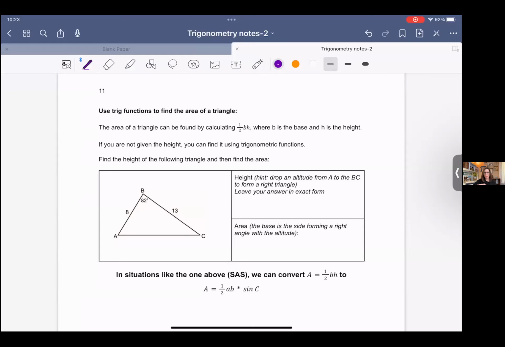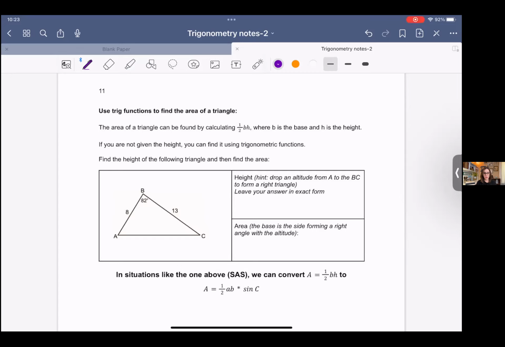Hey y'all, in this lesson, we're going to learn how to use trig functions to find the area of a triangle when the height is not given. If you remember from geometry, to find the area of a triangle, we use 1/2 of the base times the height. And in some cases, you're not given the height, so we can use trig functions to help us find that. I have an example down here where I've got triangle ABC.